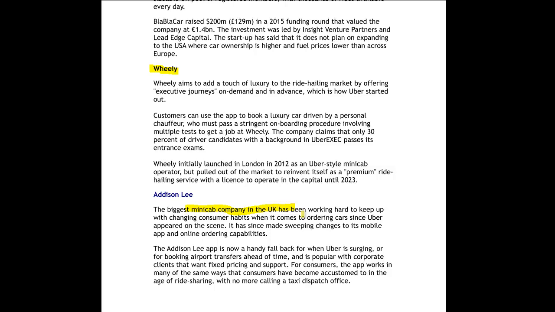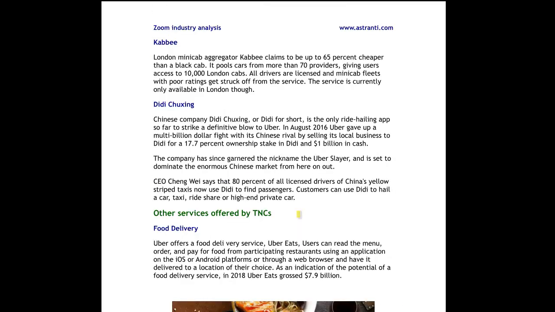And again, that's a key issue we're going to come back to time and time again in this pre-scene. And then just to finish off, we've got Cabby, a London minicab aggregator, and we've got Didi Chuxing. Again, apologies for my pronunciation. They're a massive Chinese company.